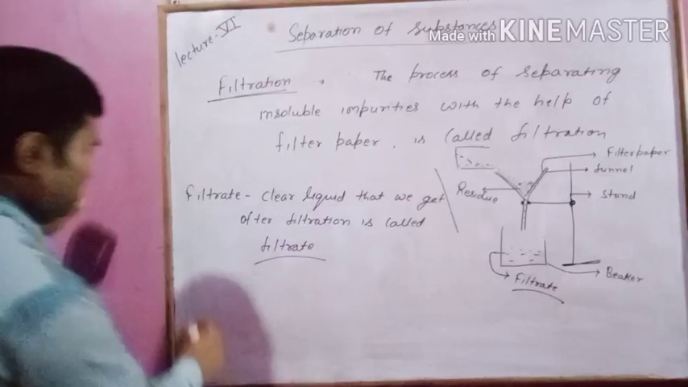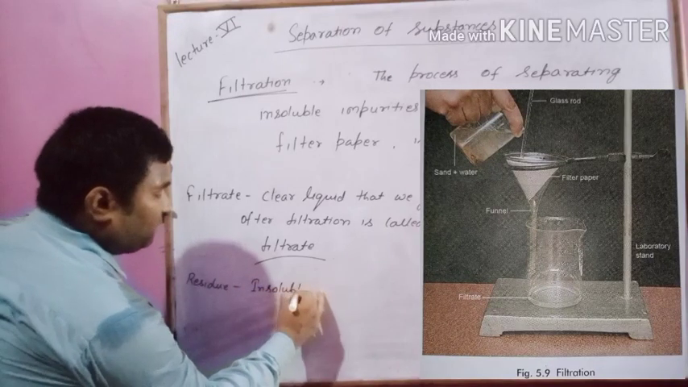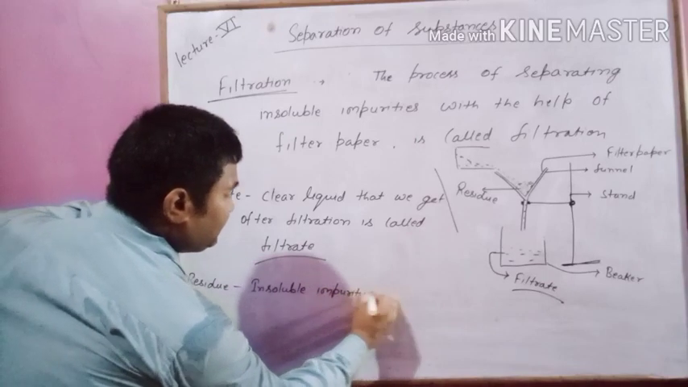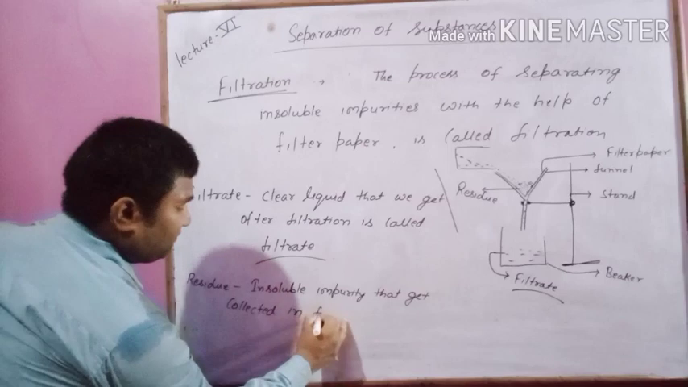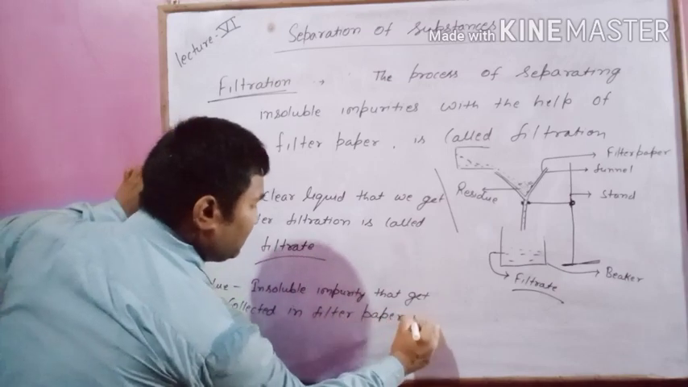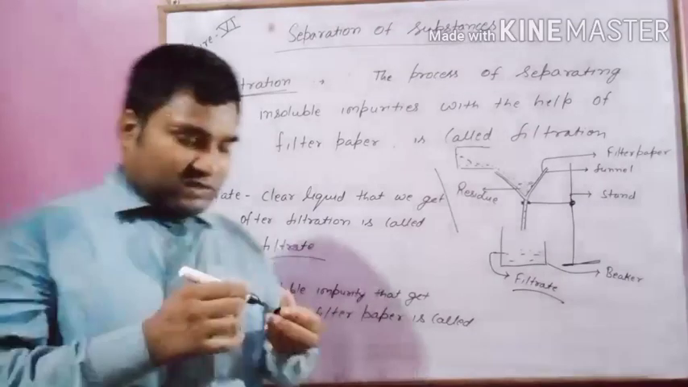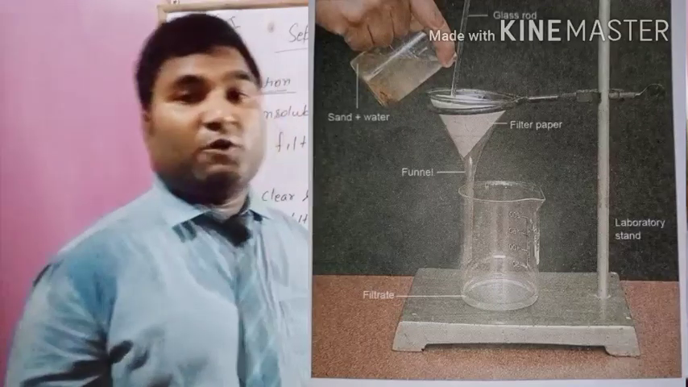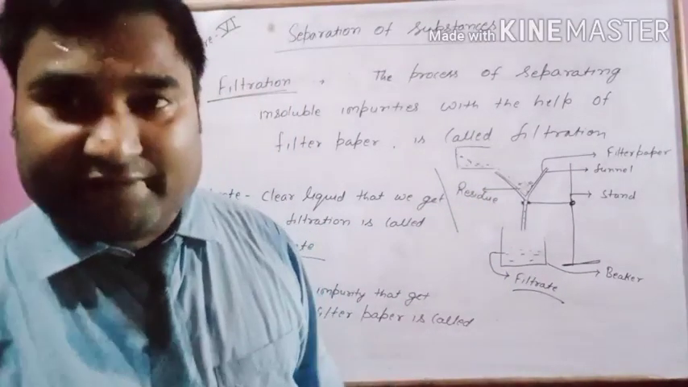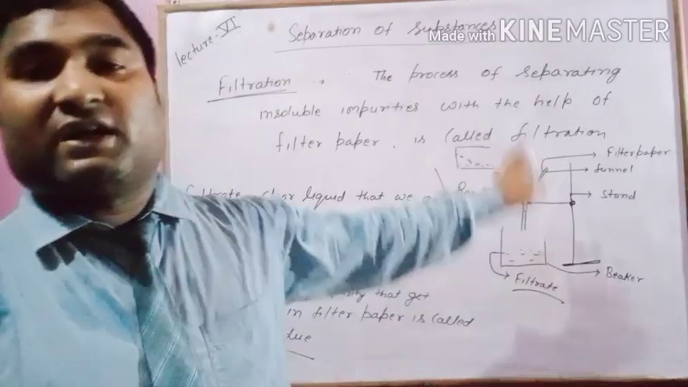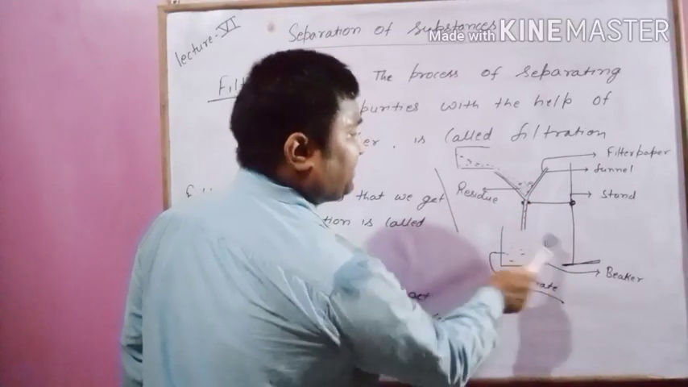And the insoluble impurity that gets settled on the filter paper is called residue. Insoluble impurity that gets collected on the filter paper is called residue. So what is filtration? The process of separating insoluble impurity with the help of filter paper is called filtration, the clear liquid obtained after filtration is called filtrate, and the insoluble impurity that gets settled on the filter paper is called residue. This is the funnel, this is the filter paper, this one is the beaker, and this is the stand.